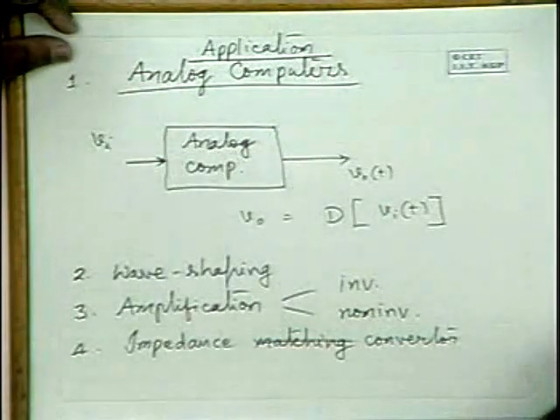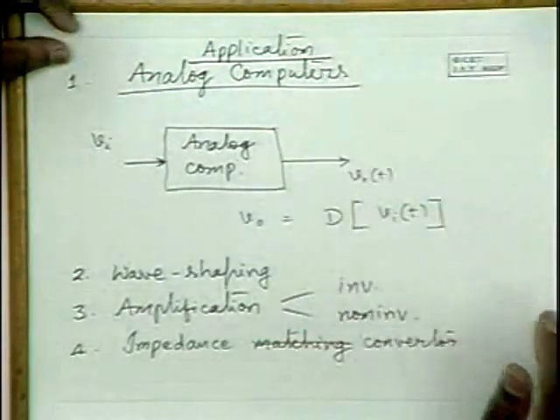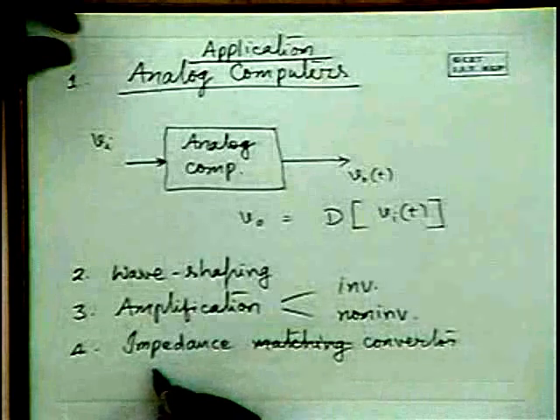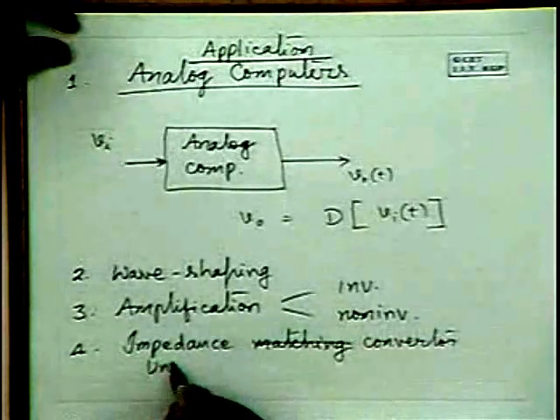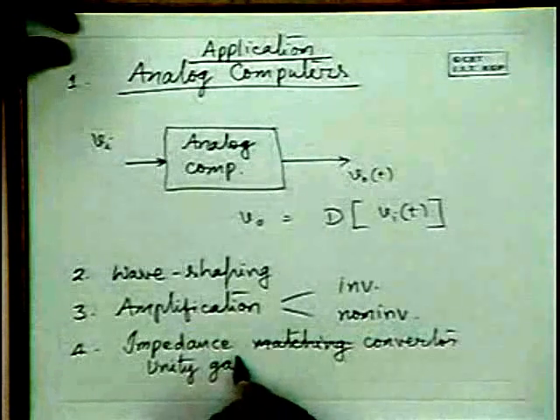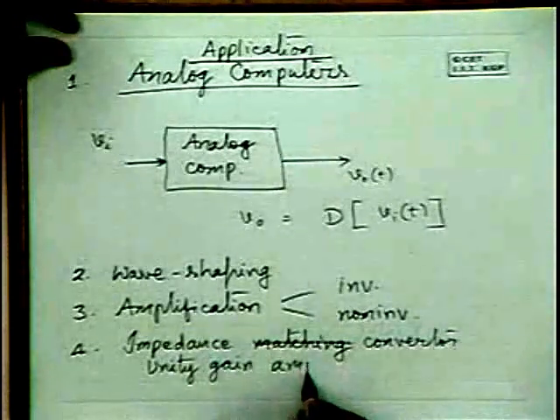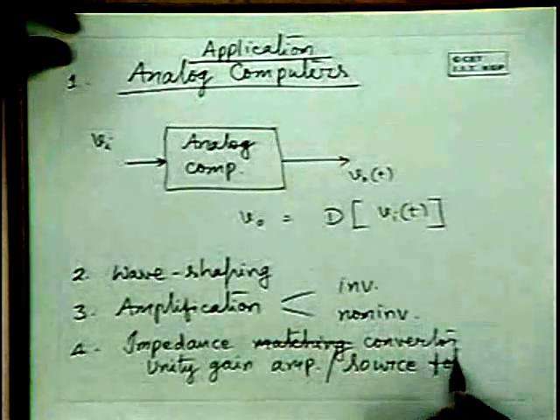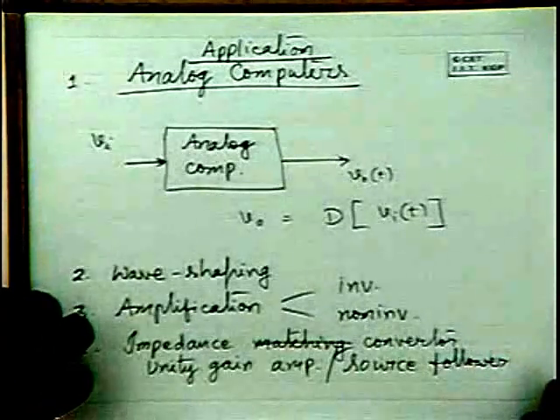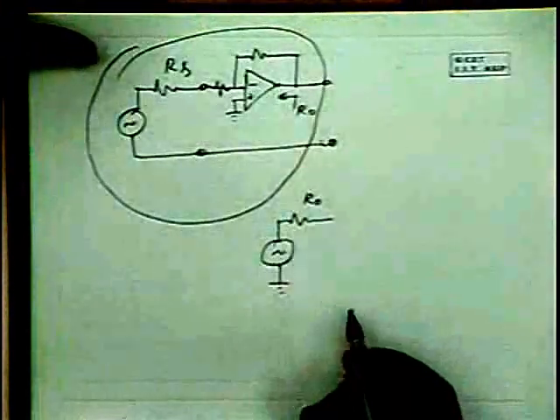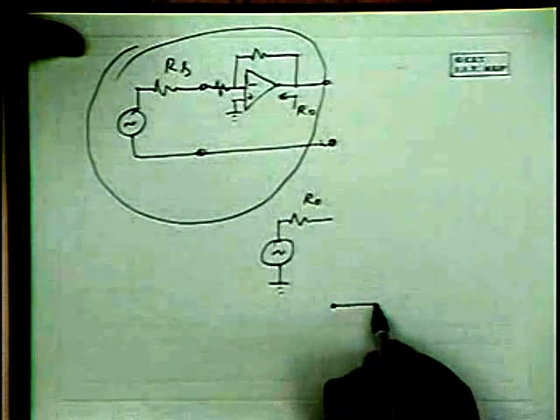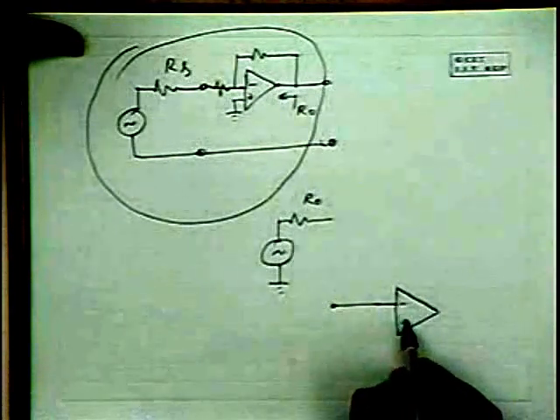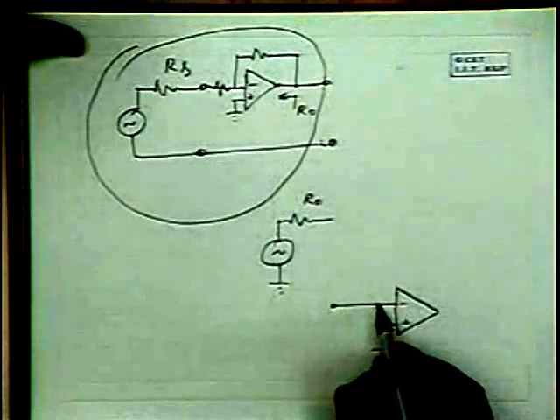Or you can use it as a unity gain amplifier. Both applications use the same circuit. Unity gain amplifier, or the source follower. As I explained earlier, the source follower circuit is as given here.